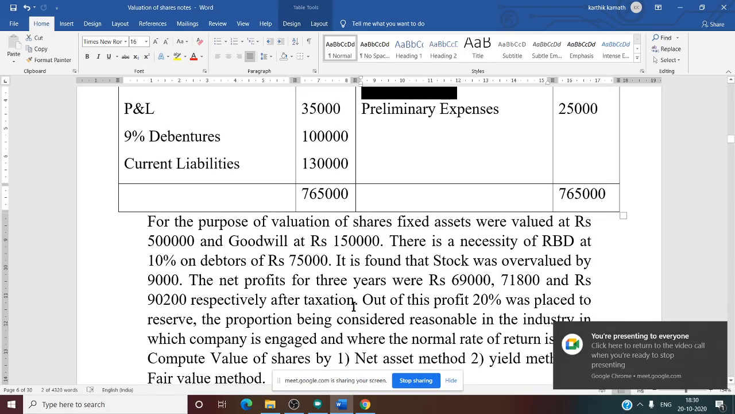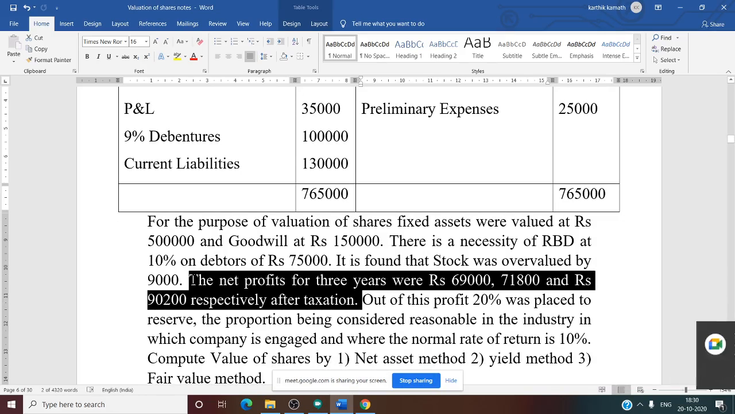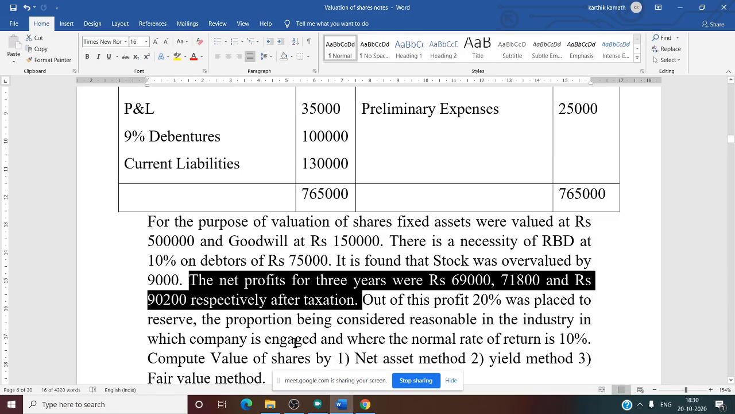Yes. Next, the net profit for the 3 years is 69,000, 71,800 and rupees 90,200 respectively. This is after taxation. But now we want before taxation. Before taxation, how to find out? We need to follow the second method, that is the yield method format. Whatever we are doing in the yield method, we are finding out the amount before taxation.